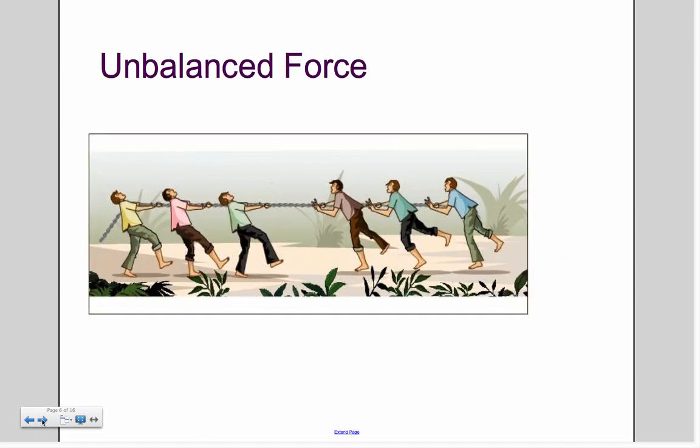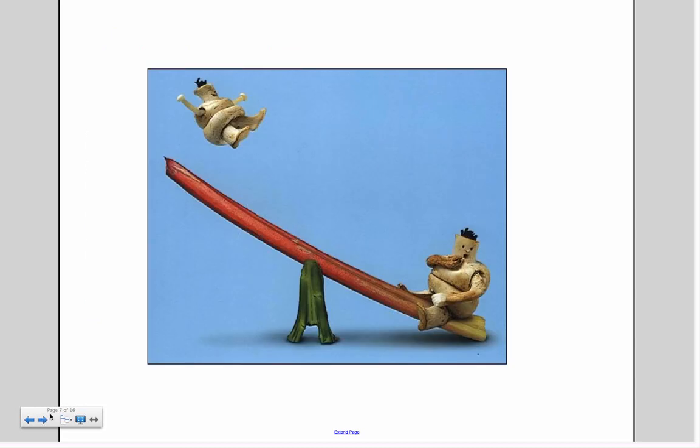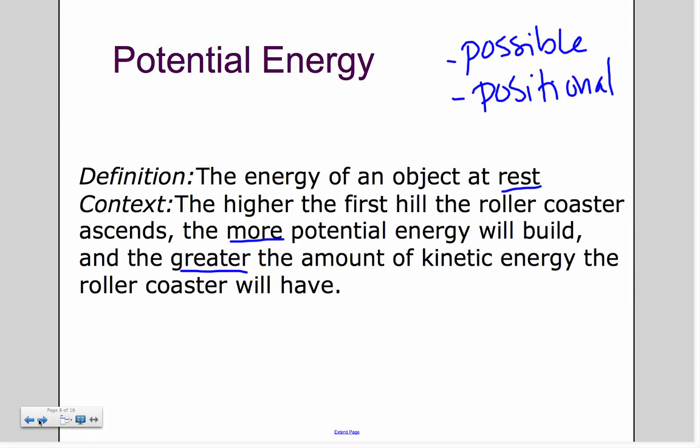Unbalanced force is kind of the opposite. It's where one side has more work or force on it than the other. So here you've got two little button mushrooms. One's quite a bit bigger than the other one. So this would be, hopefully, as you guessed, an unbalanced force.